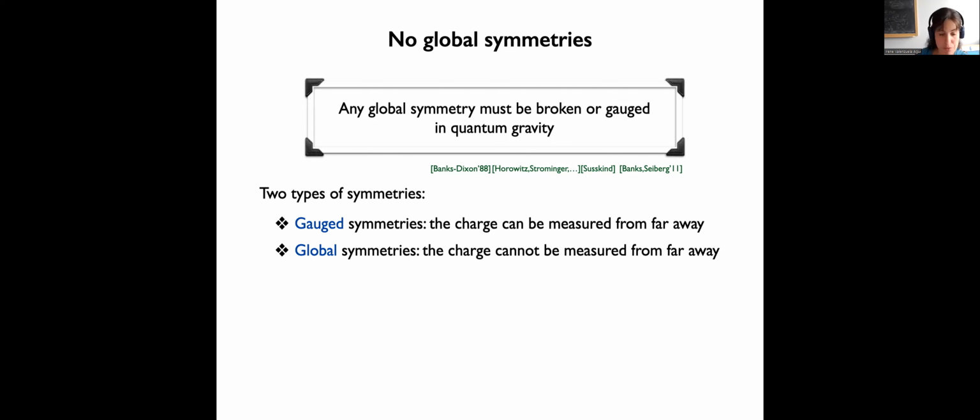So first, the physical intuition is that when we say that there are no global symmetries in quantum gravity, it doesn't mean that there are no symmetries. It just means that they must be gauged, in the sense that you should be able to measure the conserved charge from very far away. So the difference between global and gauge is, physically, whether you can access this conserved charge even if you are at asymptotic infinity.